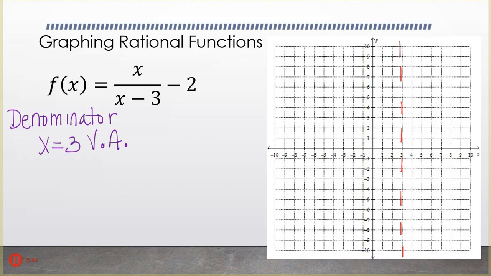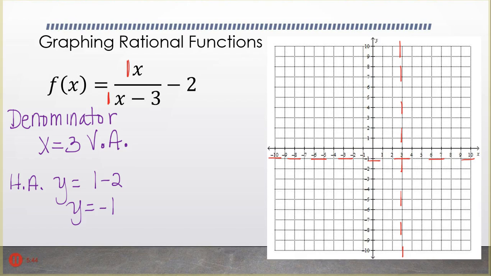Now we're going to look for our horizontal asymptote. Our horizontal asymptote, because this is balanced, we're still going to take our leading coefficients and divide them. But because of that minus 2, we have to subtract it. So we have a horizontal asymptote at y equals 1 minus 2, which is y equals -1.